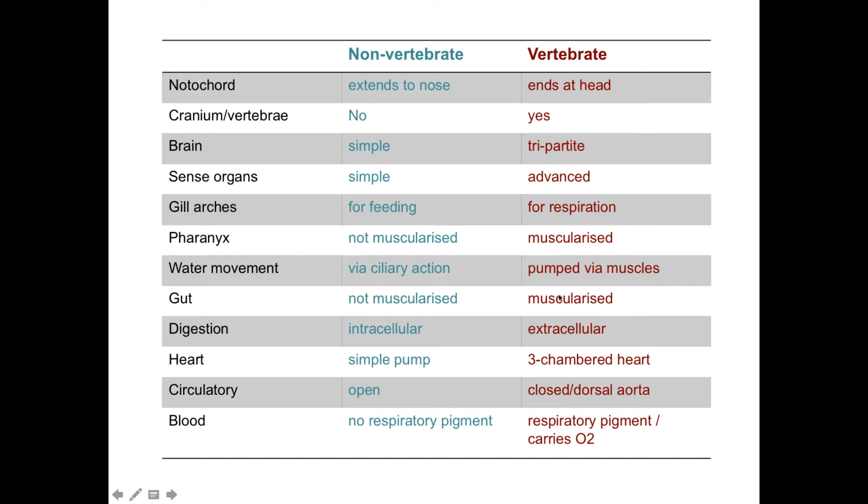The gut is also muscularized. Digestion occurs extracellularly. So there's a stomach where digestion can occur outside of the cells, which allows much more effective digestion. There's a three-chambered heart and a closed circulatory system, including a dorsal aorta to pump that gas to where it's needed. And the blood now contains a special pigment that allows it to carry oxygen throughout the body, which does not occur in the non-vertebrate chordates.